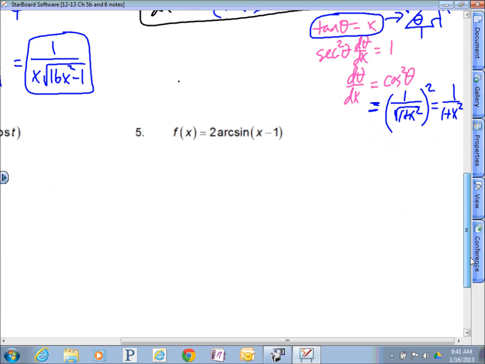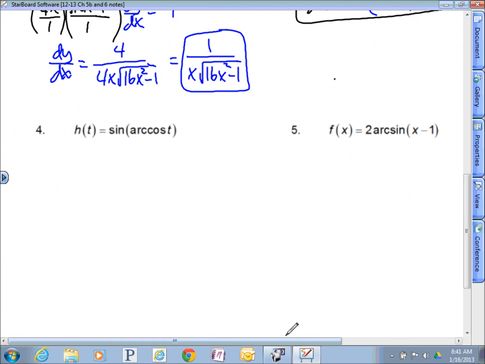All right, 4 and 5. So number 4, here we are again. As soon as I see that now, this is starting to become my habit. I've got sine of arc cosine of t. I'm going to make arc cosine of t be my theta.